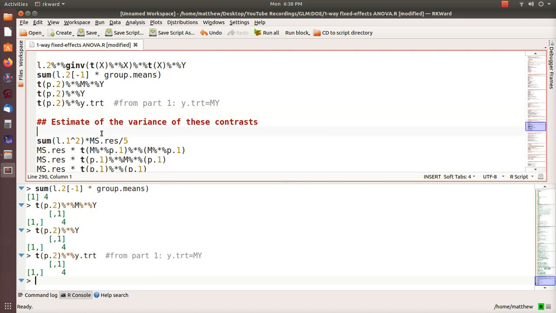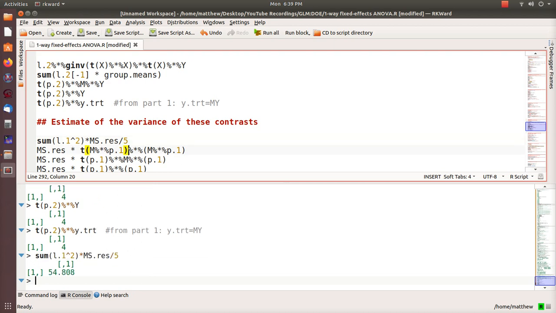Now, an estimate of the variance is the sum of the c_i squareds, and that's what this first piece represents. We take the lambda parameter, square each component, and sum it. And then take it times an unbiased estimate of the error variance, so that's the mean squared residual, and then divided by n, which is the sample size for each treatment. So it's 54.808. So that's the error variance.